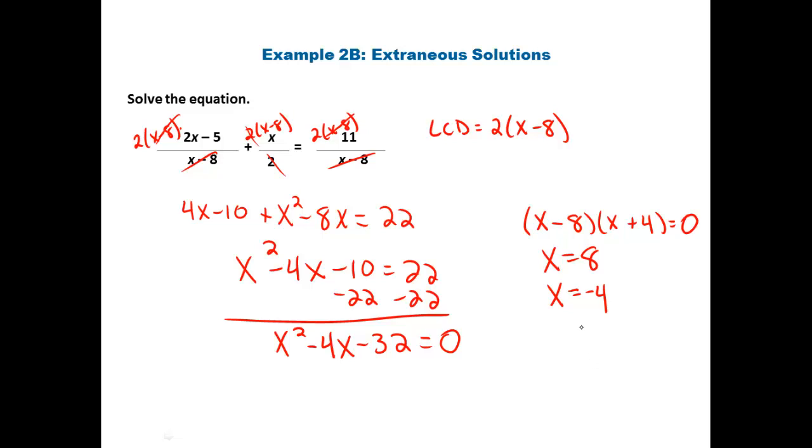Let's go back in and check. Okay, x minus 8 is in the bottom. So if we plugged in an 8 here, we would get 0. We know we don't want 0 in the denominator. Cross that one out. Negative 4 is our only answer. 8 would be an extraneous solution. Okay, that is extra. It is not correct. X equals negative 4, only answer.